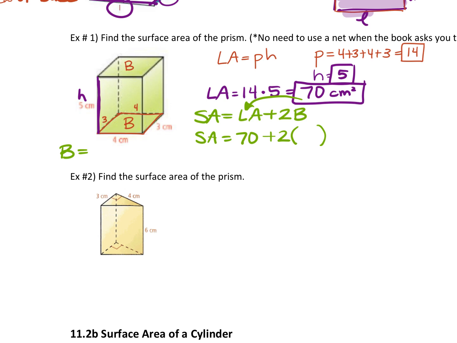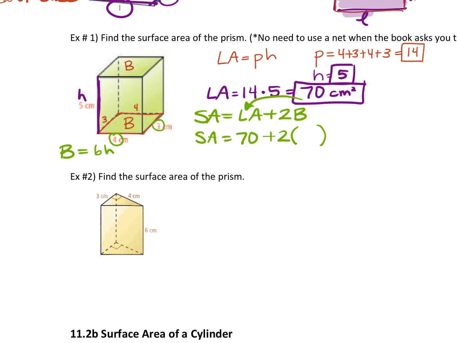Area of the base. What shape is your base? A rectangle. Do you hear how many questions this is to ask yourself, right? What shape is my base? My base is a rectangle. How do I find the area of a rectangle? What's your formula? Base times height. So your B right now is base times height. What are your base and height in this base?